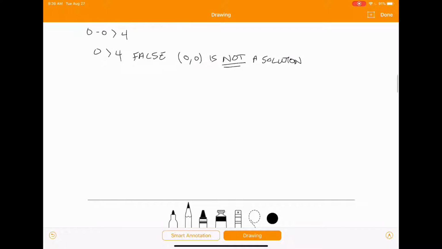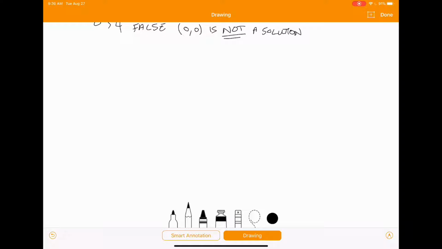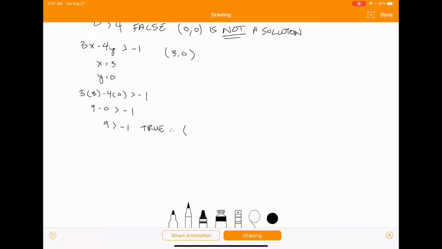But if you were given the inequality 3x minus 4y is greater than negative 1, and you wanted to check if 3, 0 was a solution, you can plug in x equals 3 and y equals 0. So we're going to get 3 times 3 minus 4 times 0 is greater than negative 1. So 9 minus 0 is greater than negative 1. So 9 greater than negative 1. That is a true statement. Therefore, 3, 0 is a solution.